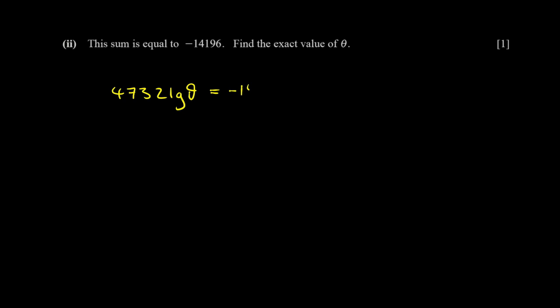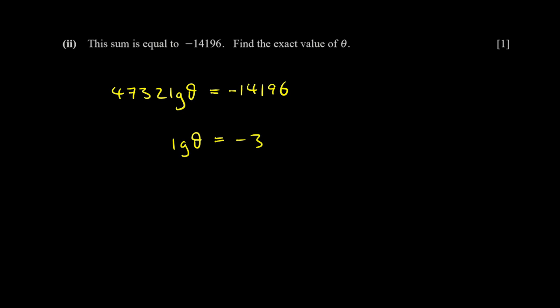is equal to -14196. So I can take that 14196 and divide it by 4732. So let me just do that. 14196 divided by 4732 is 3. So I get here that log theta is equal to -3.